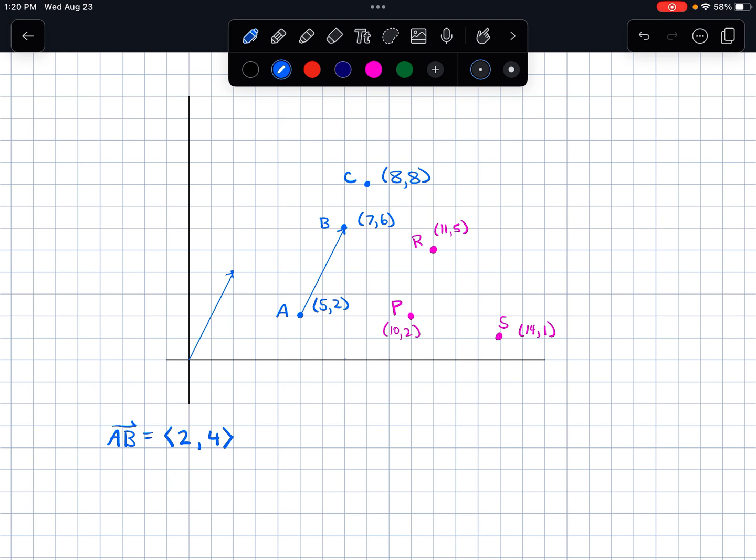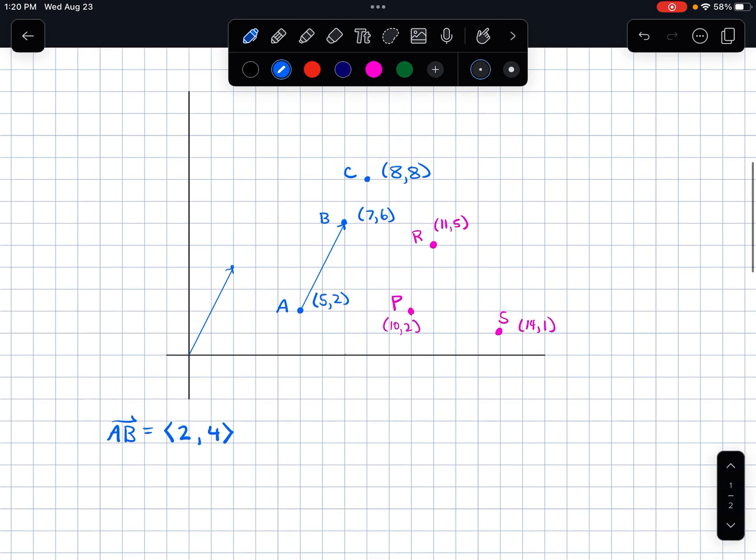Now, I want to keep the same initial point, but make a vector AC. So here's a vector AC. I start here at A and go up here to C, and there I get another vector. Using the same thing, 8 minus 5 is 3, and 8 minus 2 is 6. So there's my other vector, and I want to plot that. I go over 3, and up 1, 2, 3, 4, 5, 6. So I go up to right there, and here's my other vector.